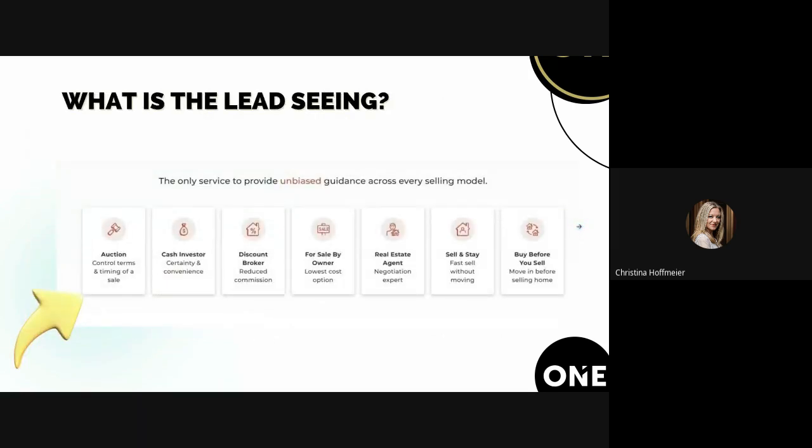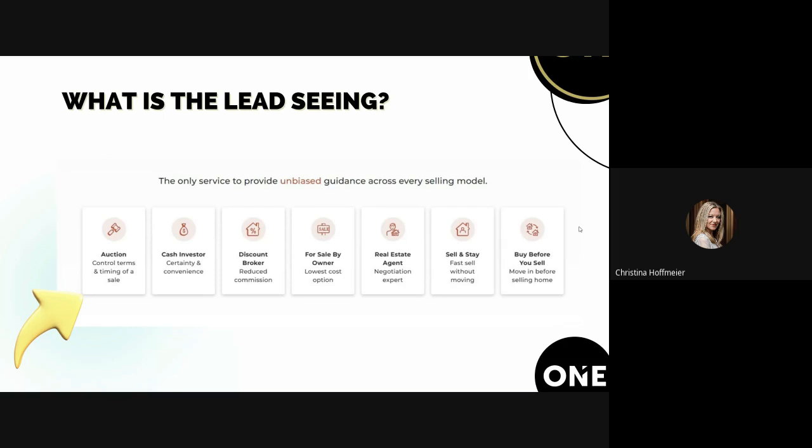Below where they have that call to action button, this is what they're seeing. And this is so important when it comes to sold.com leads: the only service to provide unbiased guidance across every selling model. Okay, so this is why people are going to sold.com, because they know that the partner that is going to contact them can answer their questions in regards to auctioning their home off, getting them a cash investor to purchase their home, working with them on a reduced commission basis, giving them information on for sale by owner, doing a regular real estate transaction, sell and stay.